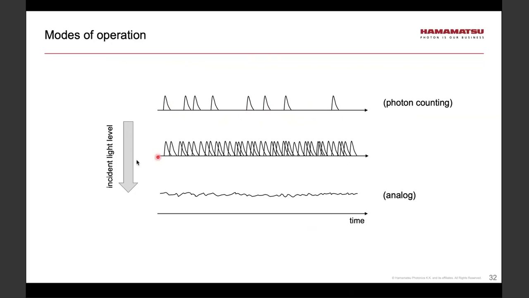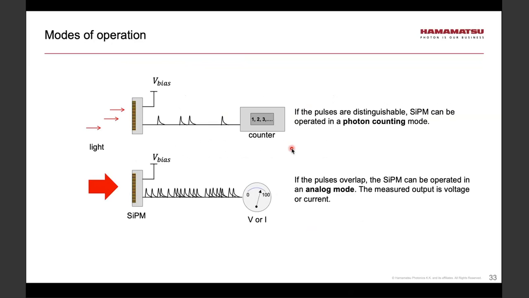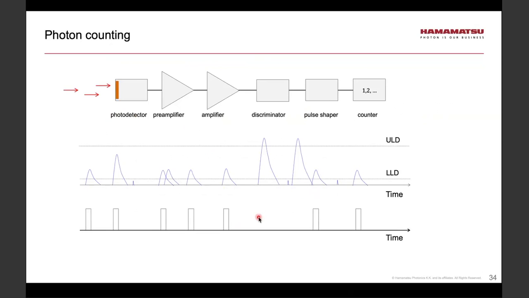However, if the light intensity increases, the pulses begin to overlap, so we can't count them anymore. However, it is still okay to use analog detection where we would measure some average output current or voltage. And this is underscored with this slide here. So the photon counting mode, and analog mode, where we measure some average value of the resulting current or voltage.